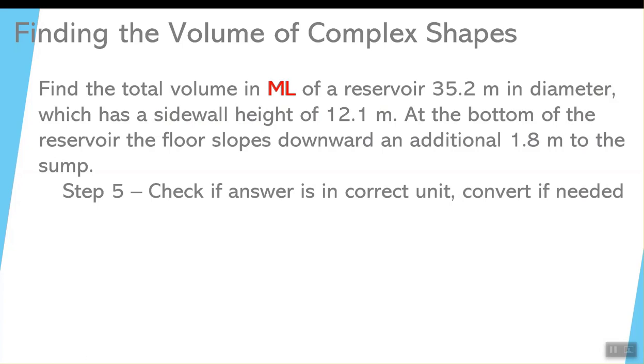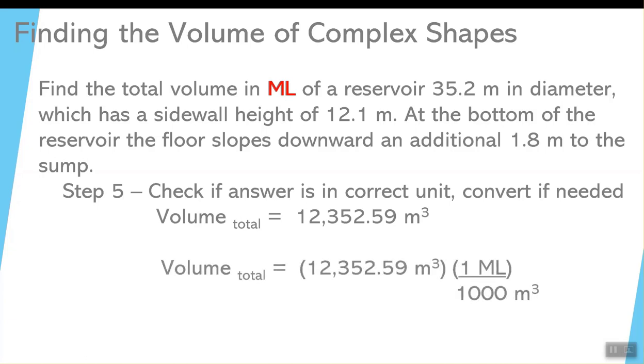Now we check, did we have the right unit in the answer? So we found in the initial information that we're asked to find it in megaliters, but our answer that we just calculated was in cubic meters. So we've got to do a conversion there, and remember to move the decimal 3 spots to the left when we're working from cubic meters to megaliters, or divide by 1,000, whichever one makes sense to you. Final answer is 12.35 megaliters.